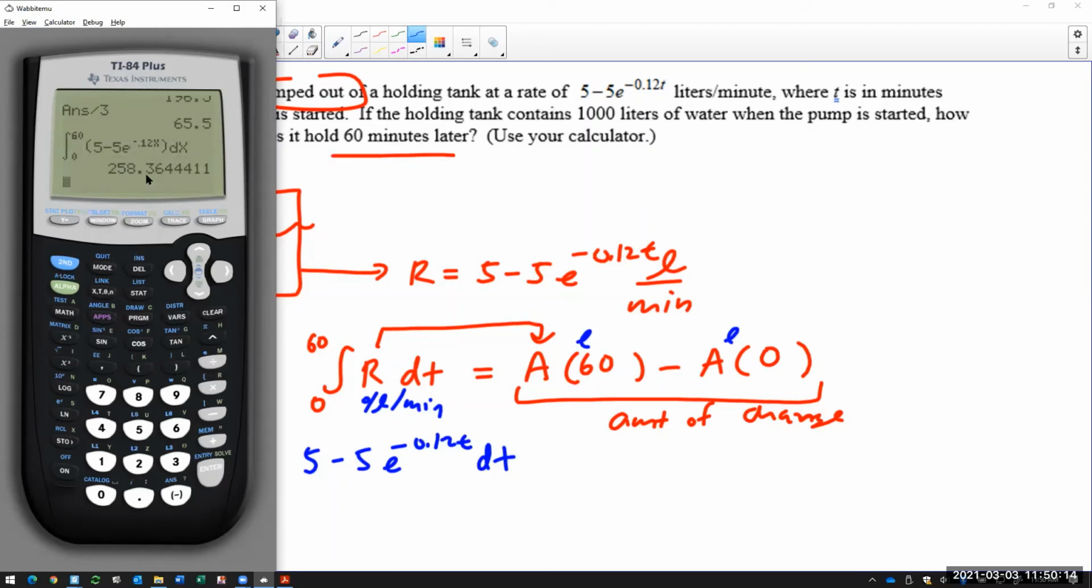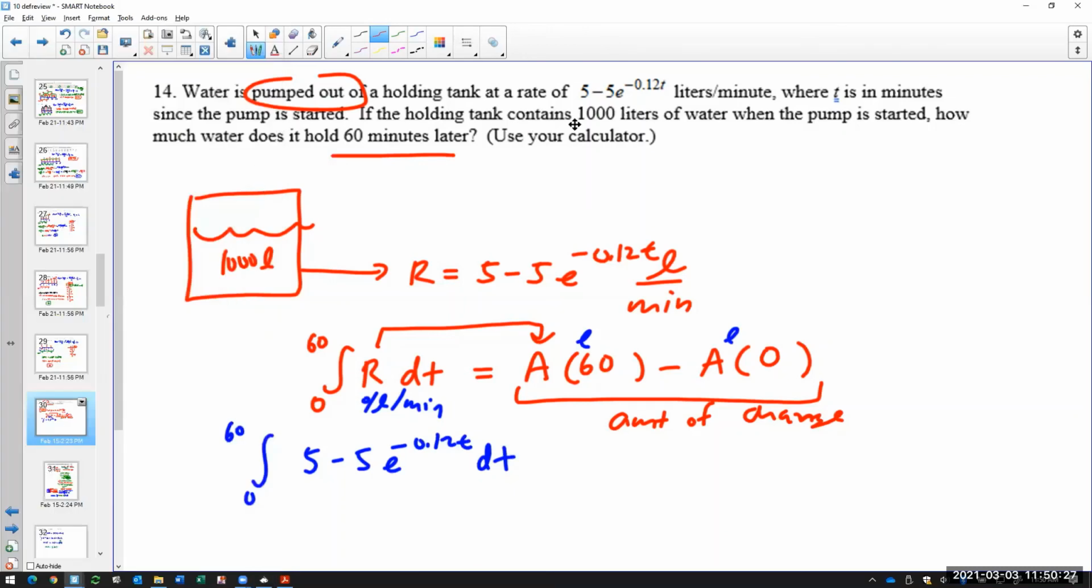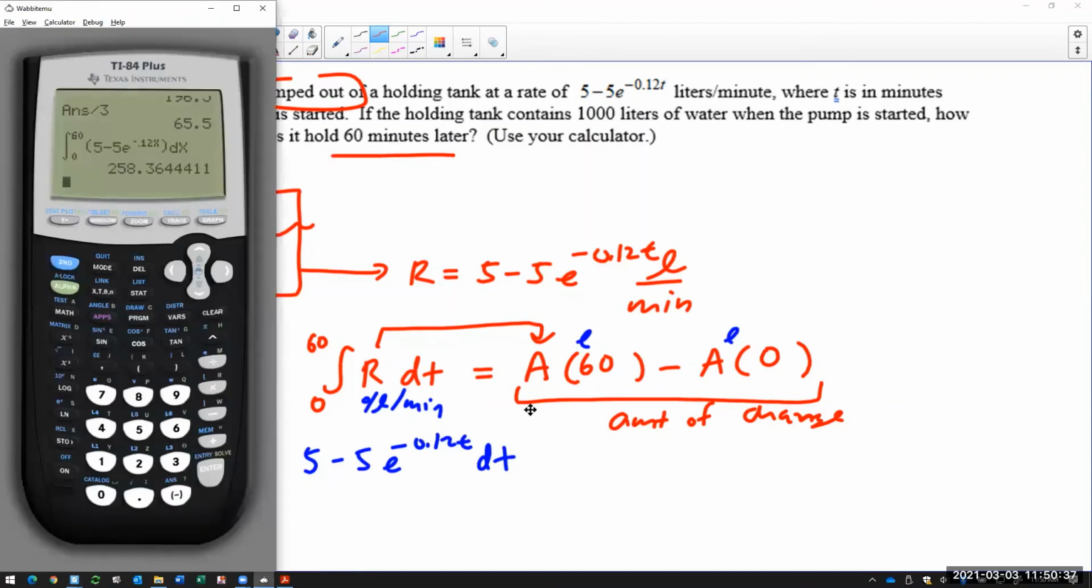So if I integrate a rate, I get an amount of change. Well, if I started out with 1,000, where am I going to be when I'm done? Actually, this is kind of interesting though. Water is pumped out of a holding tank, where the holding tank contains 1,000 when the pumps start. How much water does it hold at 60? Okay, yeah, I should subtract it, right? That's kind of interesting though, actually, because usually I set it up so that you would add it. Yeah, actually, I usually set it up for you so you would add it. Oh, I added it? Oh, that's interesting.